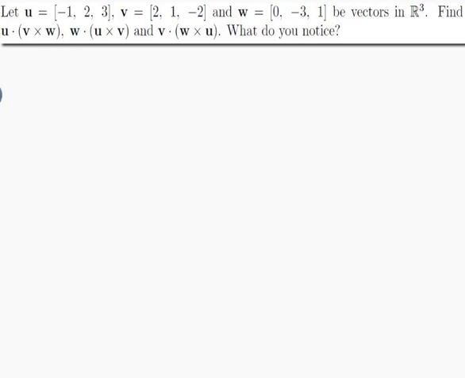The question is, let u equal (-1, 2, 3), v equal (2, 1, -2), and w equal (0, -3, 1) be vectors in R3. Find u dot v cross w, w dot u cross v, and v dot w cross u.